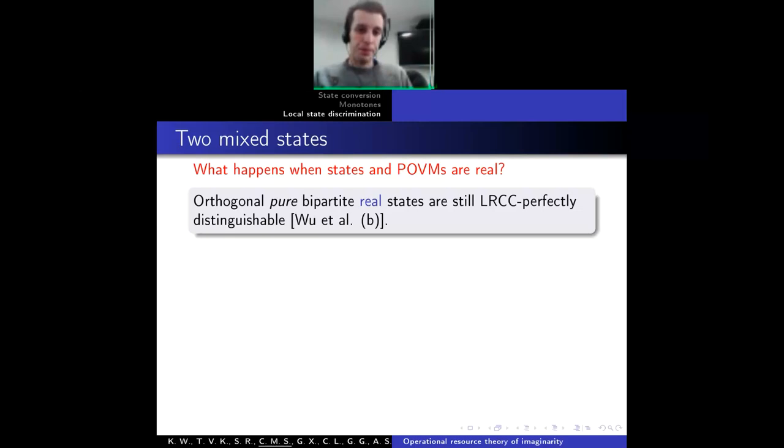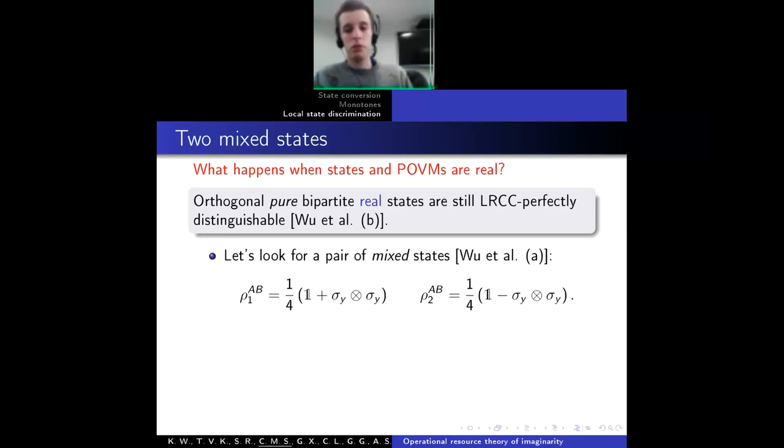Okay, using a real operation and classical communication, LRCC, essentially. We replace the letter O with letter R to say that it's real. We can still do it. So maybe if we want to see something more, let's say, curious, we need to move to mixed states. So this is what we find. So let's focus on this pair of mixed states.